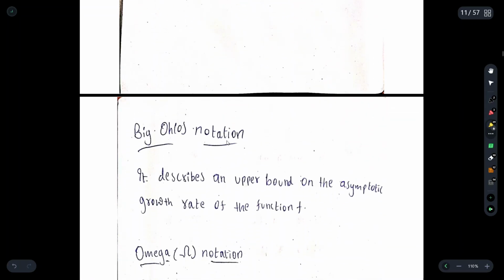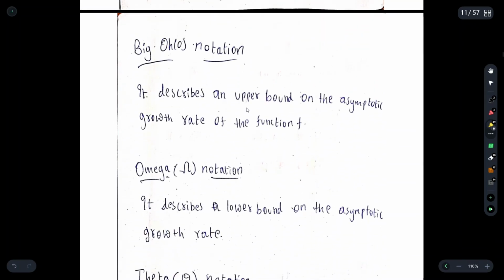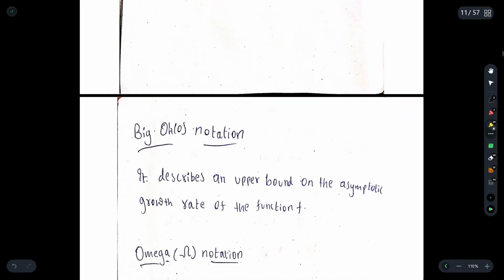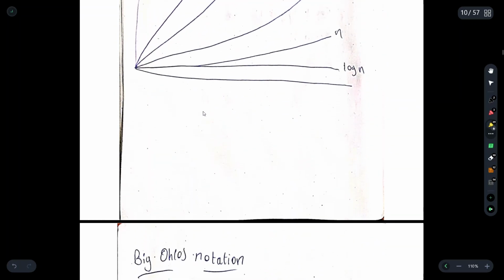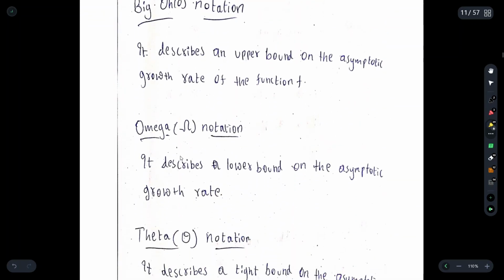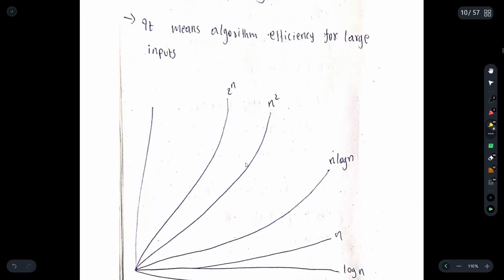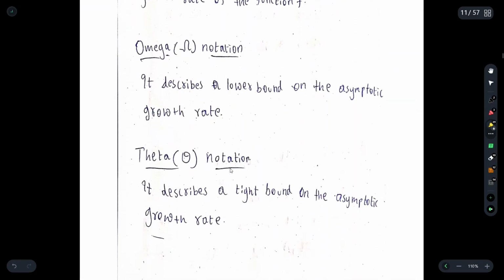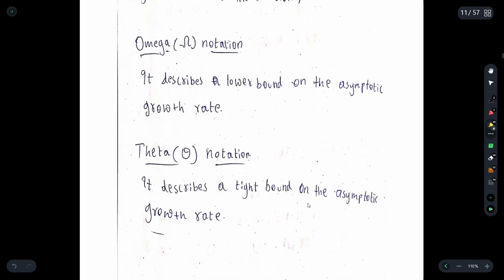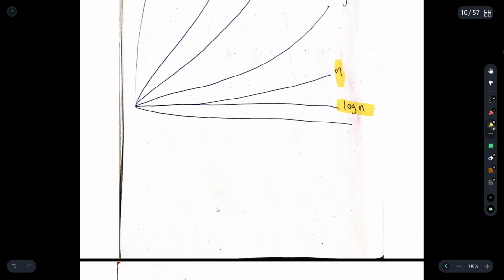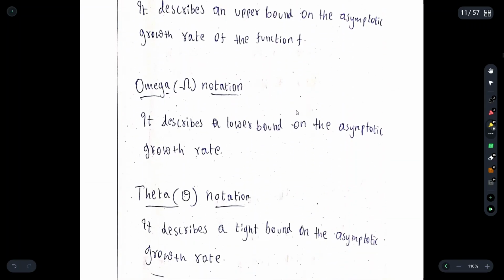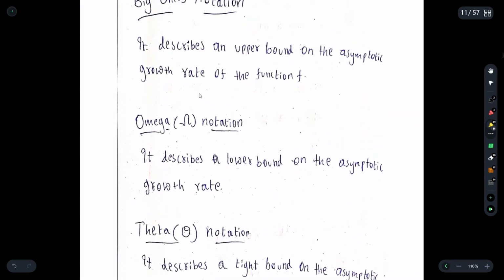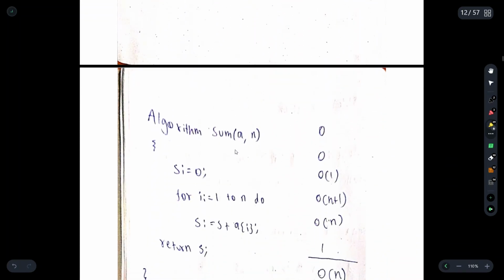Big O notation describes an upper bound of the asymptotic growth rate of the function. Big O is always the worst case, whereas omega represents the lower bound, that is n log n. And theta describes a tight bound on the asymptotic growth rate, that is the medium value. These are the three notations: basic notations like high, low and medium.